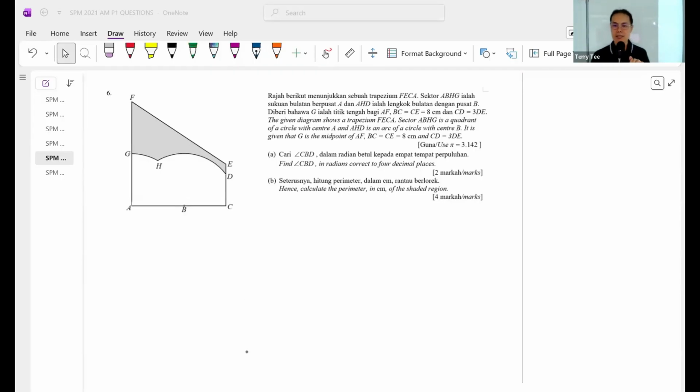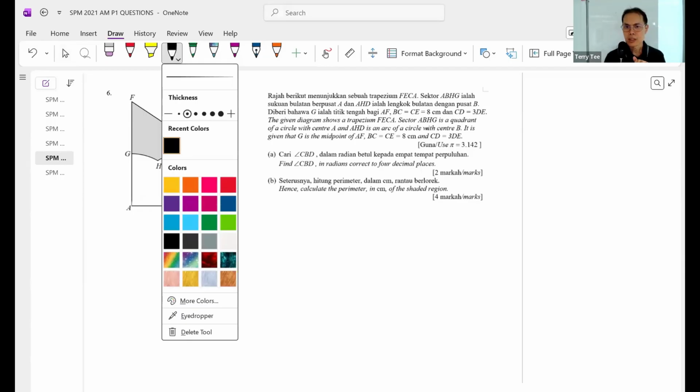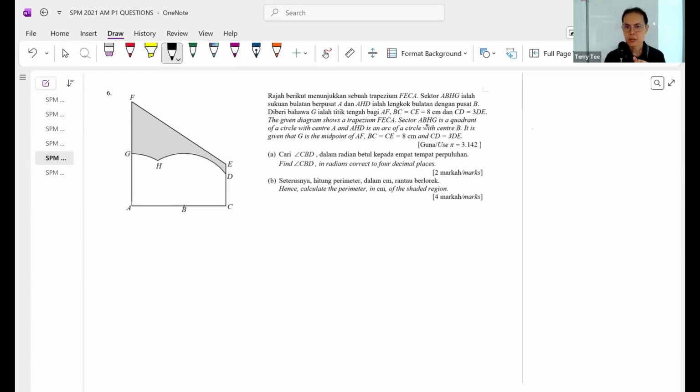So let's look at this question number 6. It is Form 5, Chapter 1, Circular Measure. The diagram shows a trapezium FECA. Sector ABHG is a quadrant of a circle, meaning a quarter of a circle. Okay, so let me just add in ABHG. Where's ABHG? ABHG is this one. Let me draw a line. My line is a bit ugly.